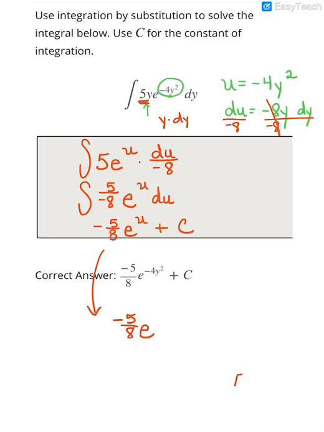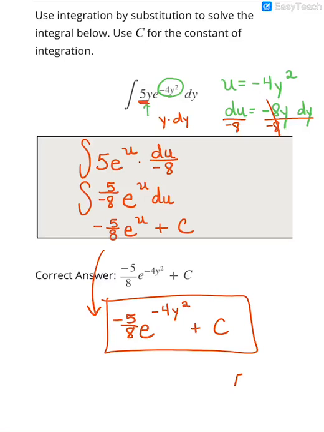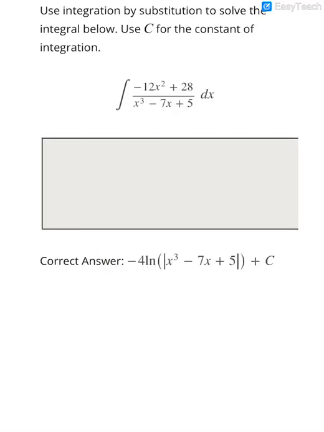e, and we put our u back into the original problem, so that is negative 4y squared, and then you would have plus your constant.